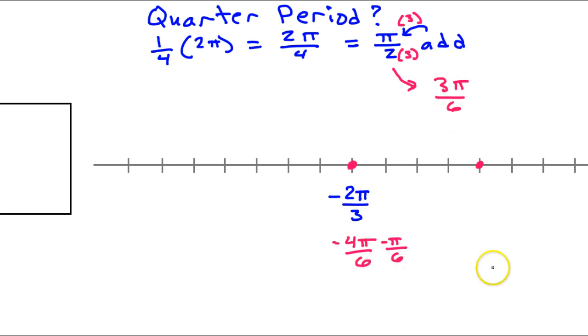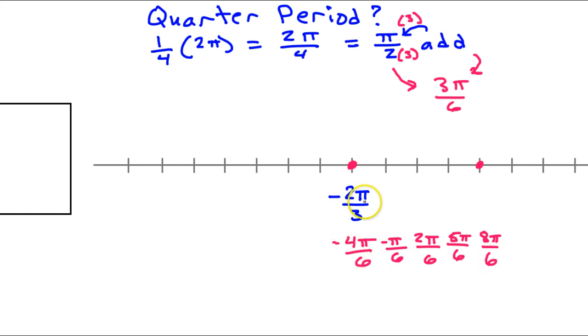Now, the good news is the rest of these are going to be easy because I've already done the work once, so I can just repeat. I don't need any more denominators. So if I want to keep adding pi over 2, then I'm just going to keep adding 3 pi over 6. Okay, so if I have negative 1 and I add 3, that's going to be positive 2. So this will be 2 pi over 6. If I add 3 more, then that's going to be 5 pi over 6. If I add 3 more, that's going to be 8 pi over 6.